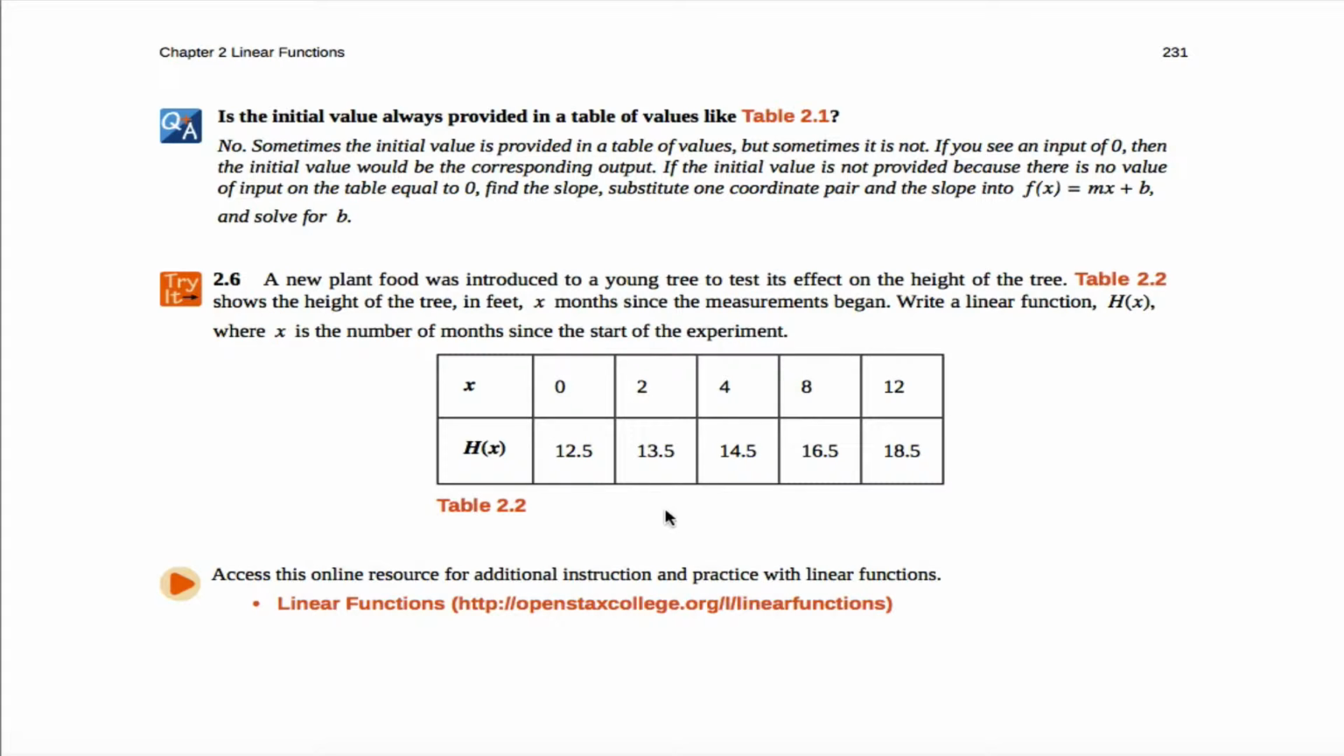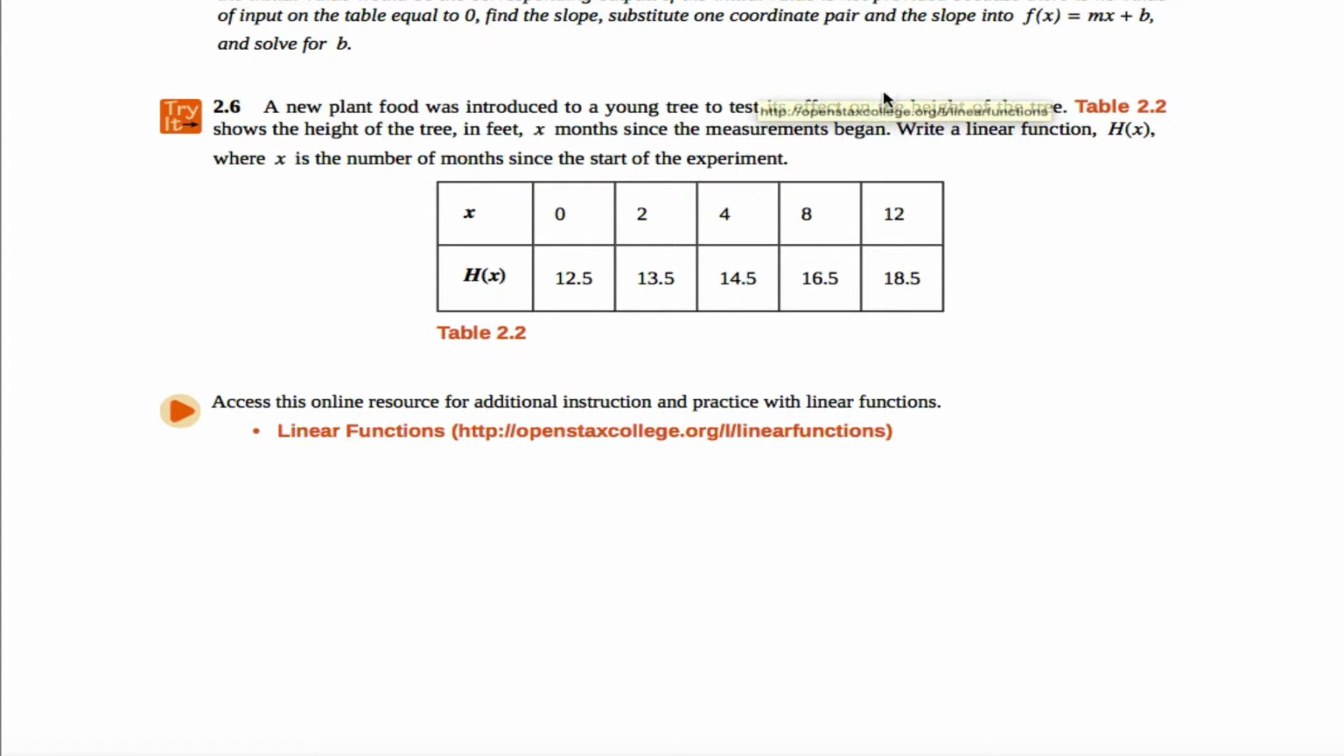All right, here's Try It 2.6. In this problem, we are told that the height of a tree is, I think, a linear function. And that's important, because if they didn't tell you that, you wouldn't know it's a linear function. I realize it looks really linear based on these points, but we need all infinitely many points in the domain to really see that it's linear. But anyways, I'm getting distracted here. Write a linear function using this data right here.